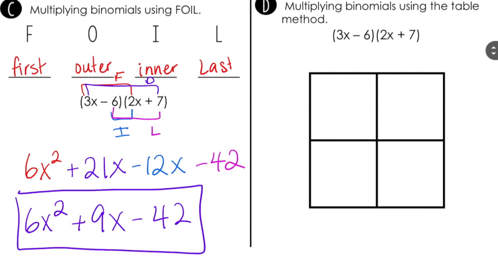All right, so we're going to make, the box is already provided for you, but I made a 2x2 box because we're multiplying binomials, which have 2 terms. So what you are going to do is take one of your binomials and write it up top of the boxes. So I have 3x and then minus 6. And then down the side here, you're going to write the next binomial, which is 2x plus 7.